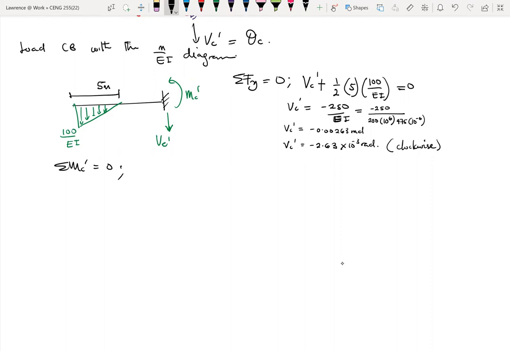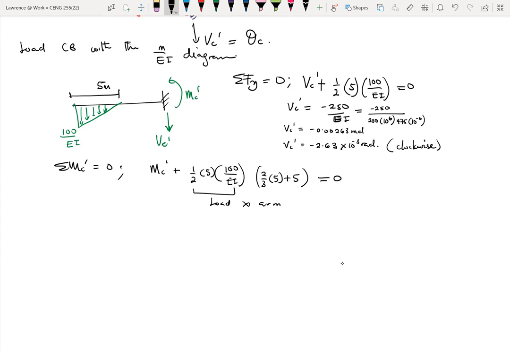All right. So we'll end up with MC prime plus the load, which is half of 5, times 100 over EI, which is the load. So again, this is our load, then times the moment arm. And then the moment arm will be 2/3 of 5 plus 5. All right, so all of this is equal to 0.